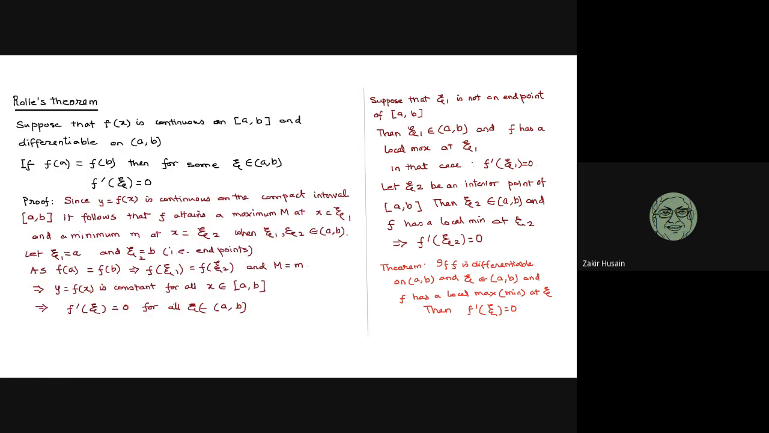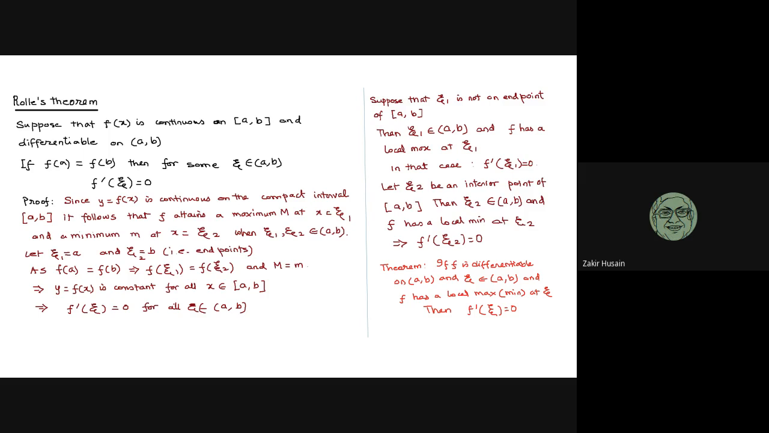Okay. So since y equal to f(x) is continuous on the compact interval [A, B], it follows that f attains a maximum M at, let us say, x equal to psi 1. And we are going to have a minimum at x equal to psi 2. So within this interval, including A and B, we are going to have a maximum and minimum, psi 1, psi 2.